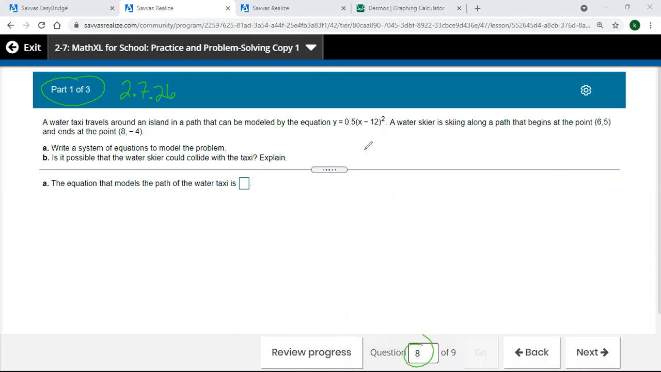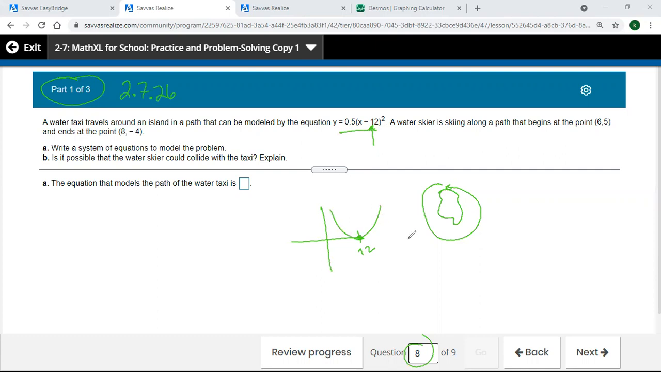A water taxi travels around an island. Okay, here's my island. Got this water taxi going around here, and it follows this path. Okay, so this is like a parabola. So the 12 to the right, remember how transformations worked? The minus 12 was 12 right, and then the 0.5, it's wider, something like that.